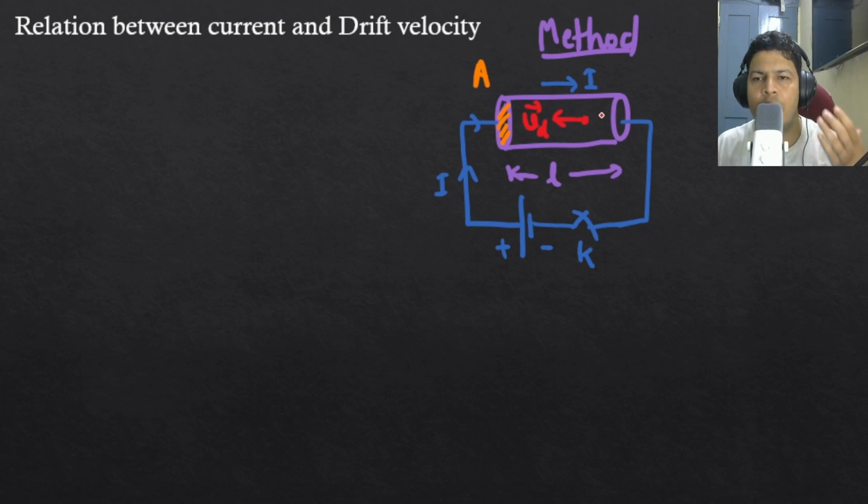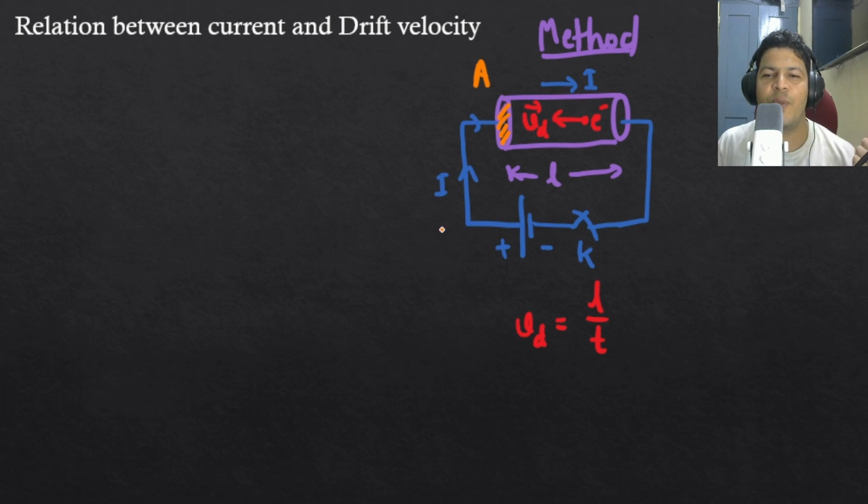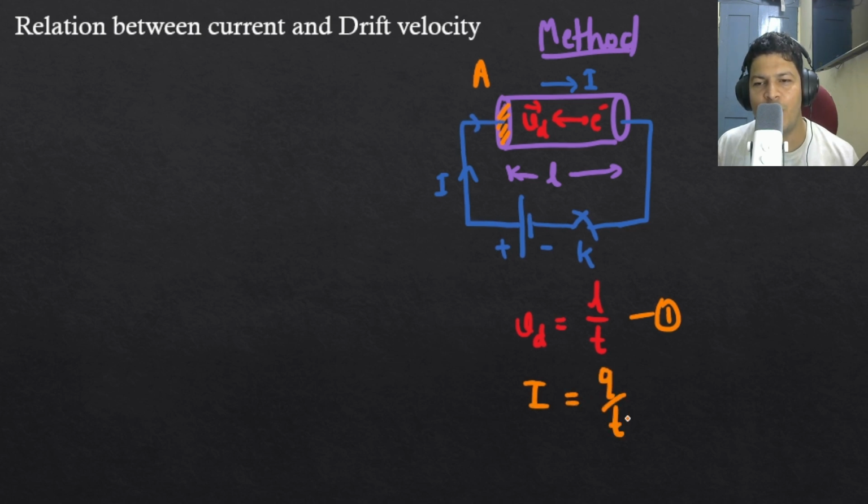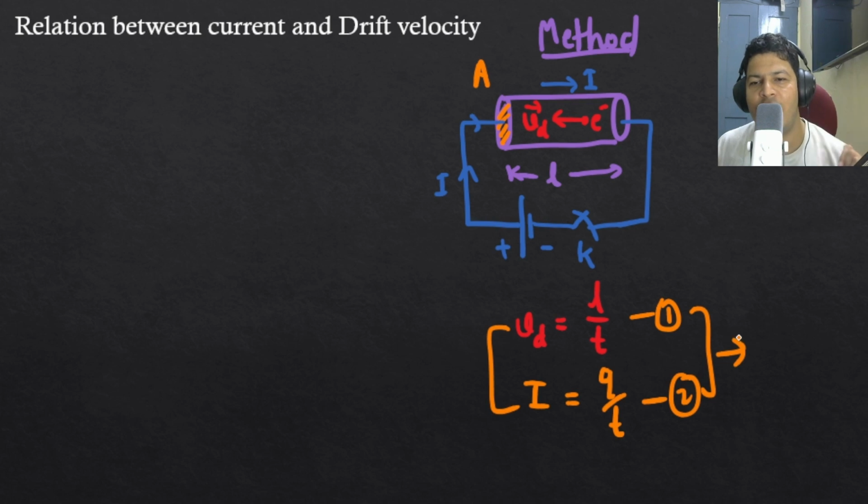That means electrons will drift towards the positive end of the conductor, and they will cross the conductor with which velocity? Vd. So the simple thing is, Vd is length upon time. This is one relation. Now the second relation is current. You already know what current is: charge upon time. So these are the two equations which help us to create a relation between Vd and I.